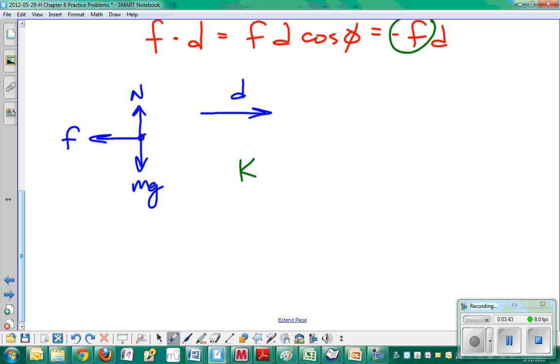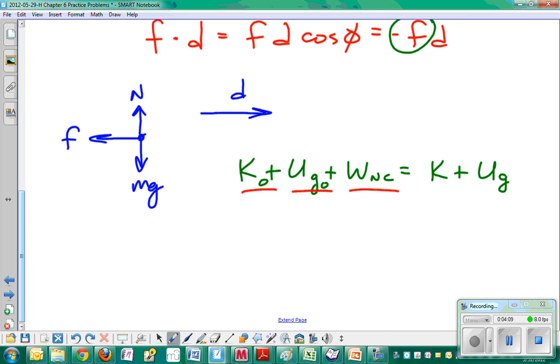All right. K naught plus U_G naught plus work done by non-conservative forces is going to be equal to K final plus U_G final. All right, what is all that? That's a bunch of symbols. What does that mean? This is our initial kinetic energy. This is our initial potential energy. If we add the work done by non-conservative forces, we will get the sum of the kinetic and potential energies at the end, or at any point thereafter, right? After this much work is done.